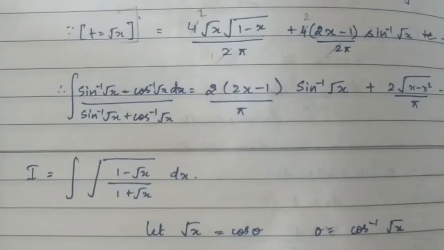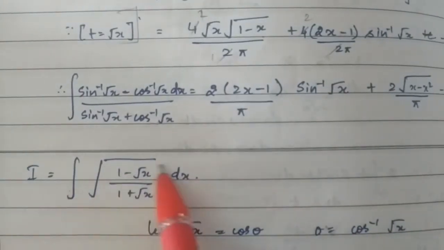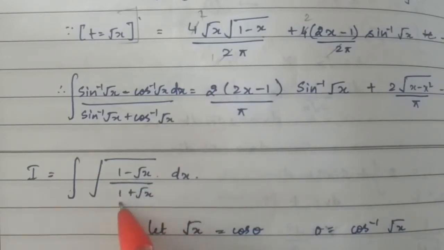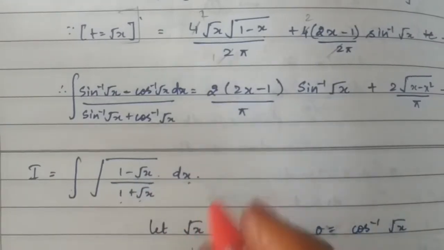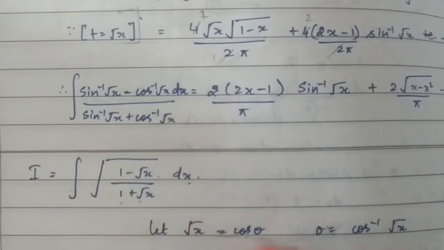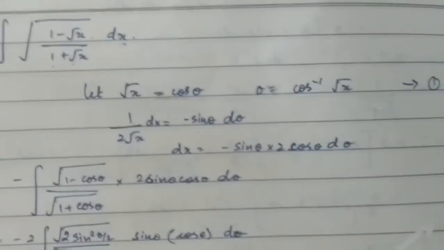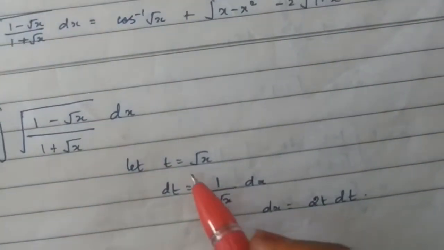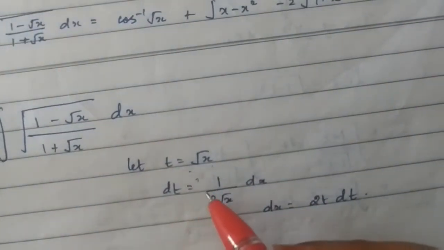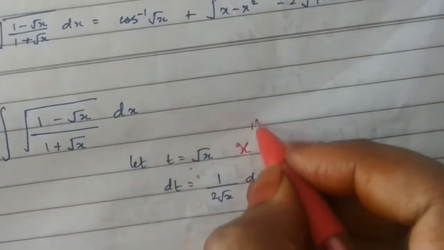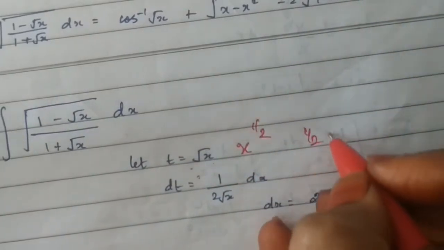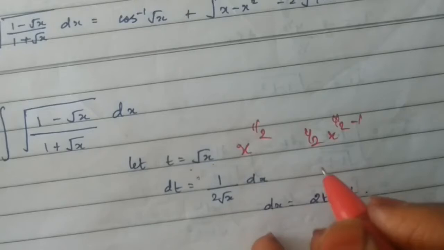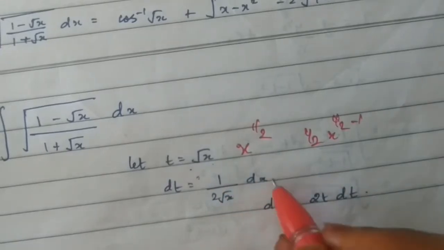The next question: I equals integral of root of 1 minus root x divided by 1 plus root x into dx. Here, instead of taking root x to be cos theta, you can do it in that manner also, but everything will be in terms of theta. So what you can do is take t to be root x. When you take t to be root x, dt is nothing but, this is x power half, you will get 1 by 2 into x power half minus 1 into dx, that is 1 by 2 root x into dx.